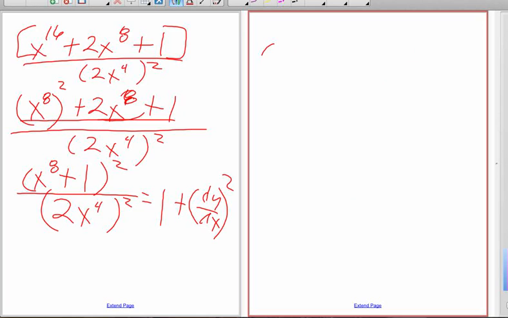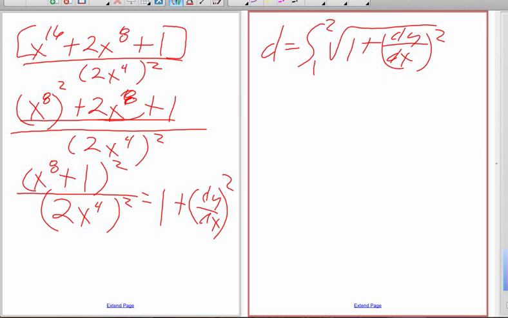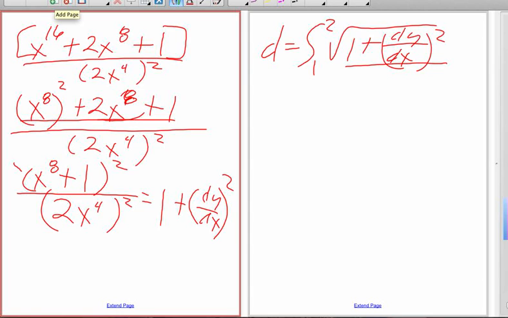Because our distance, if you remember right, is the integral from 1 to 2 of the square root of 1 plus (dy/dx) squared. All right, so I've got this part right here. Now you notice I've got a square root in there, but look, I've got a square on the top and a square on the bottom. So this is going to make this thing possible.